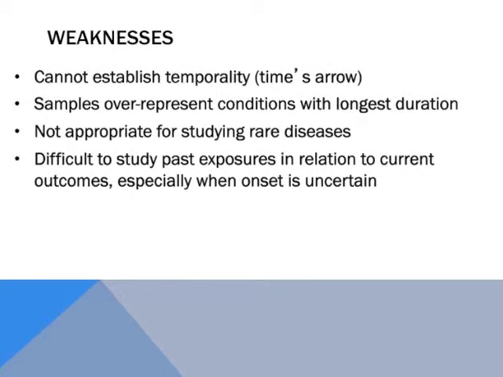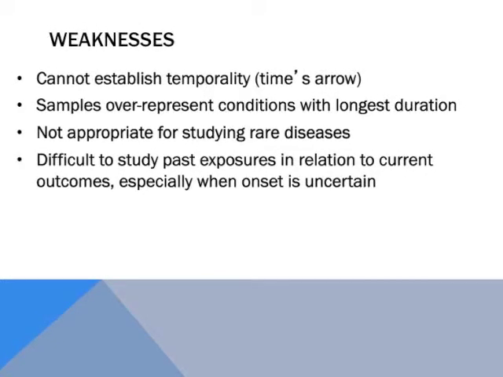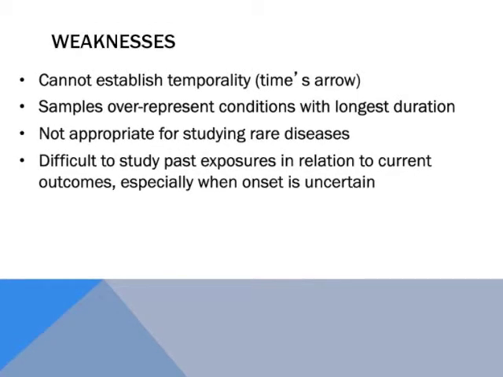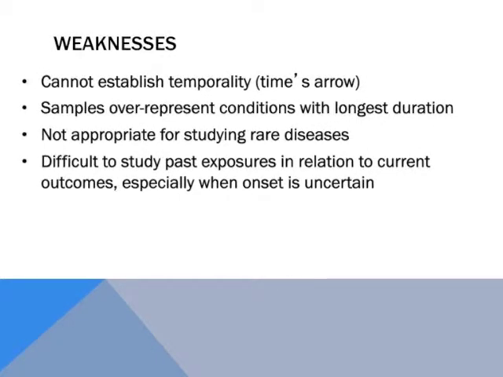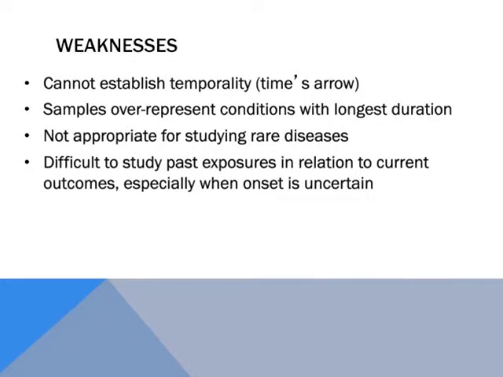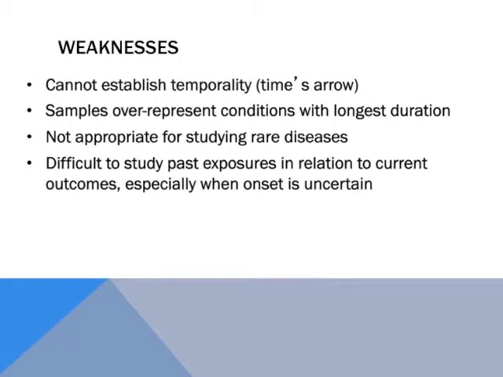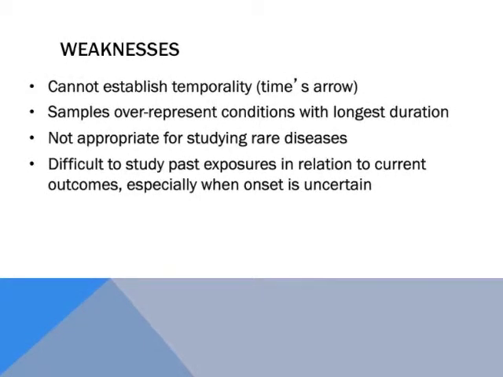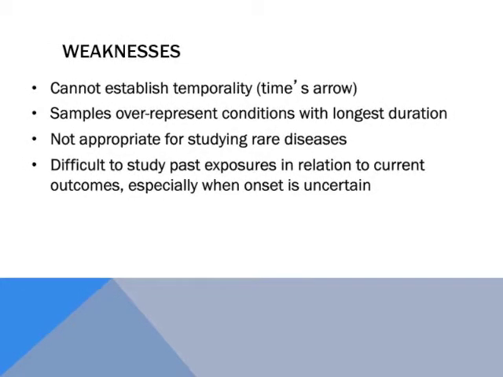The weaknesses are that they cannot establish temporality, and as you recall, this was a necessary criterion in assessing causality according to Bradford Hill. As prevalent cases of disease are identified, samples overrepresent conditions with longest duration. It is difficult to study rare diseases as the sample size required to identify adequate cases would not be practical. And finally, it's difficult to study past exposures in relation to current outcomes, especially when onset is uncertain.